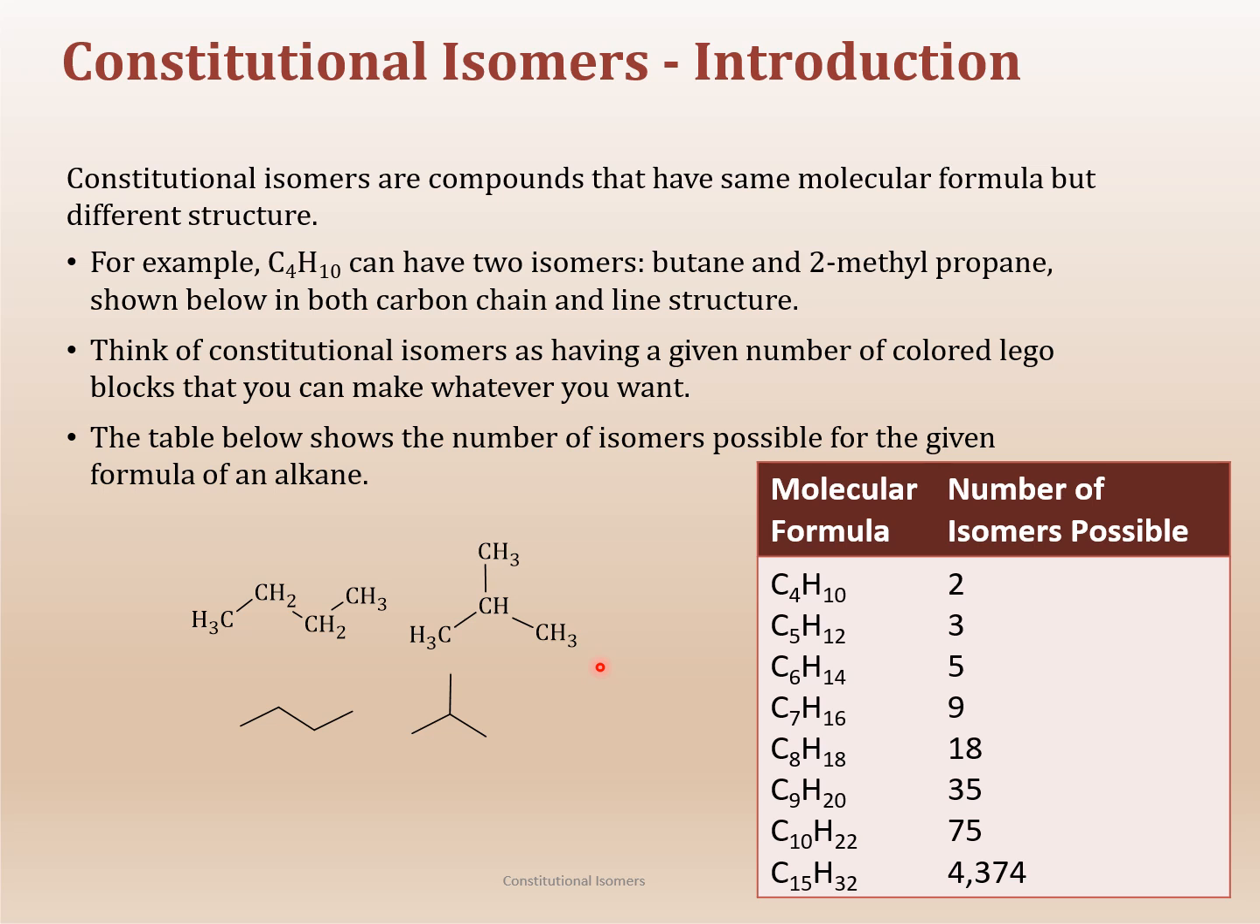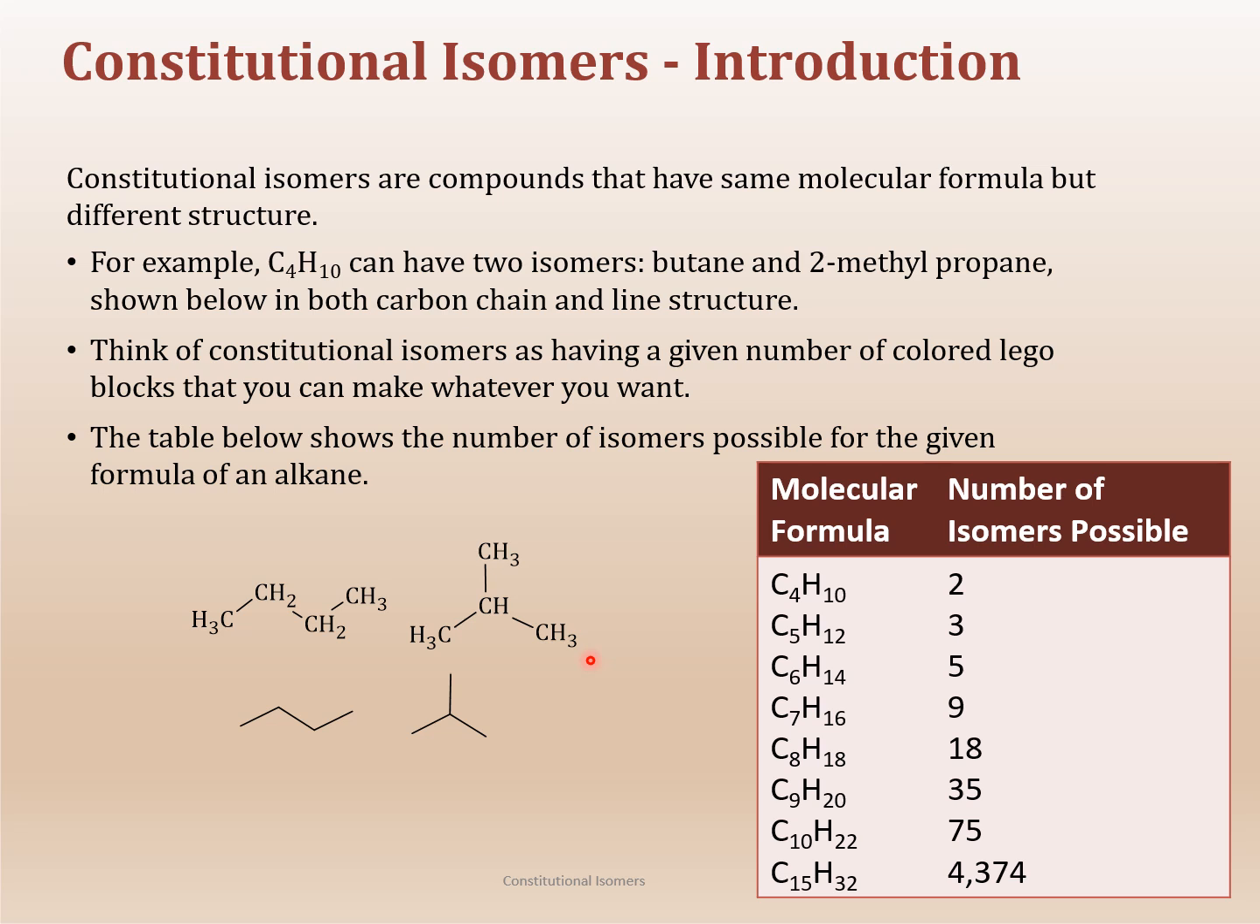This is almost like taking Lego pieces. If I give you 14 pieces, in which you have 4 blue and 10 yellow, everybody's going to make different things out of it. That's constitutional isomers, because all of you may have the same number of bricks with the same colors, but all of you have different creativity and may come up with different structures. Here also, that's going to happen.